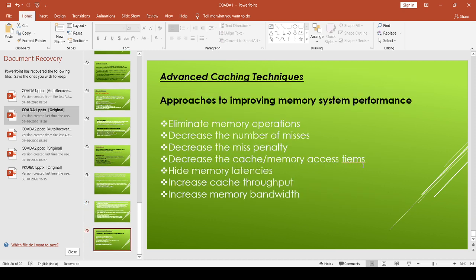And these are the approaches to improve memory system processing: eliminate memory operations, decrease the number of misses, decrease the miss penalty, decrease the cache and memory access times, hide memory latencies, increase cache throughput, increase memory bandwidth.